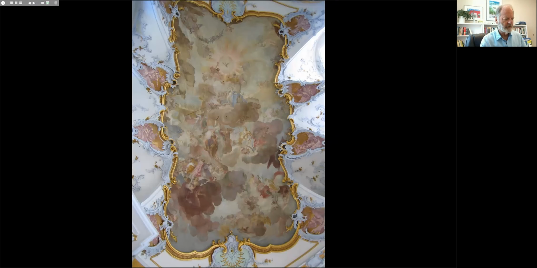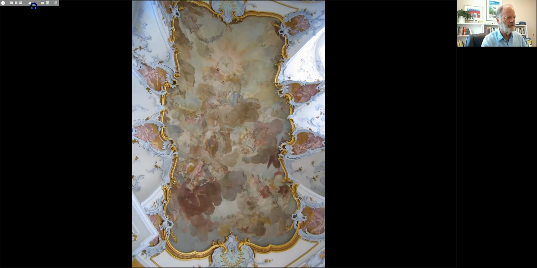But you'll notice that there are curves and counter curves everywhere, shell-like shapes. It seems active, flowing, always moving. And we're looking then at the gilt decoration, which frames the ceiling painting. So again, the arts of architecture, sculpture, and painting are very cleverly integrated into a beautiful, harmonious whole.